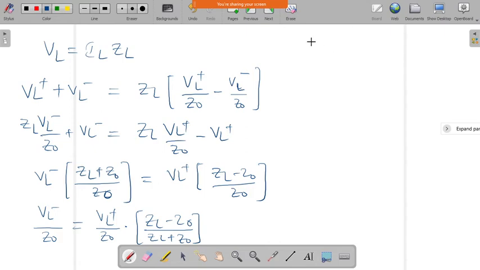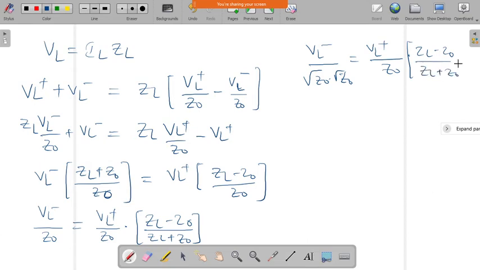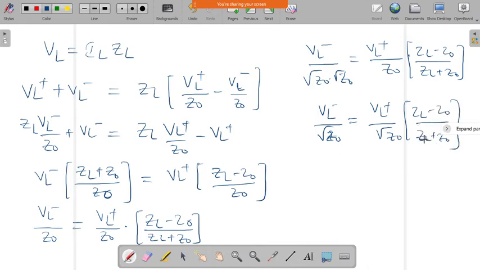Now if I write VL minus as root Z0 into root Z0, this will be VL plus by Z0 into gamma L, so let us write it as it is, (ZL minus Z0) divided by (ZL plus Z0). If I send one root Z0 to that side, we get VL plus divided by root Z0, into (ZL minus Z0) divided by (ZL plus Z0). So this is at the load side.